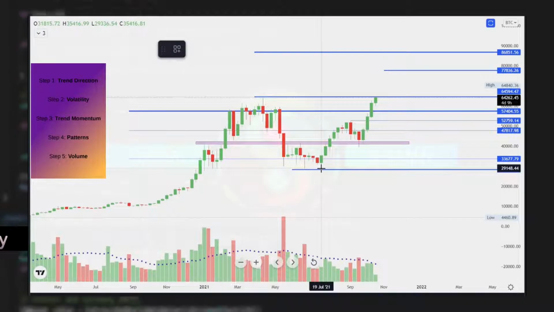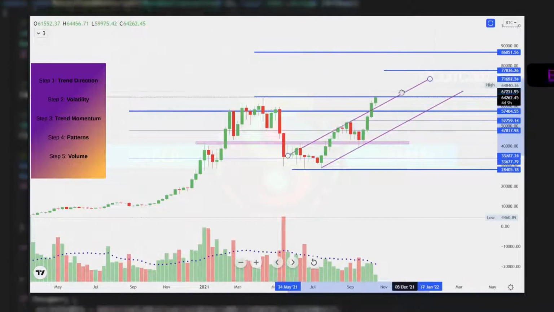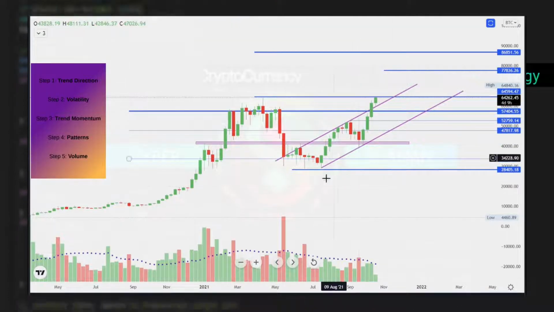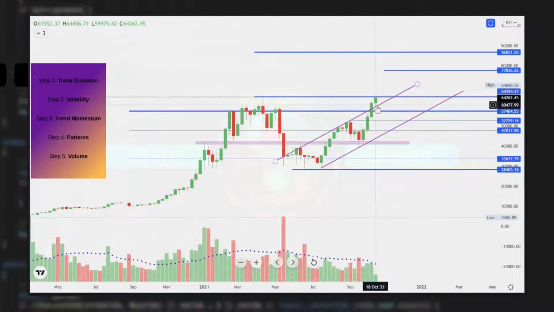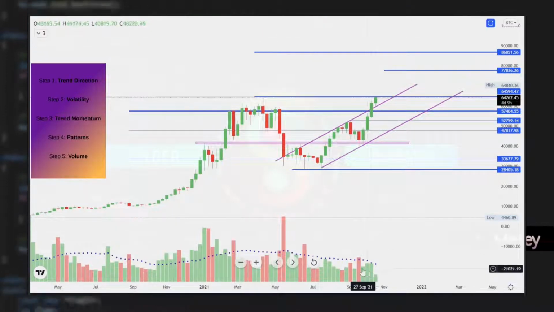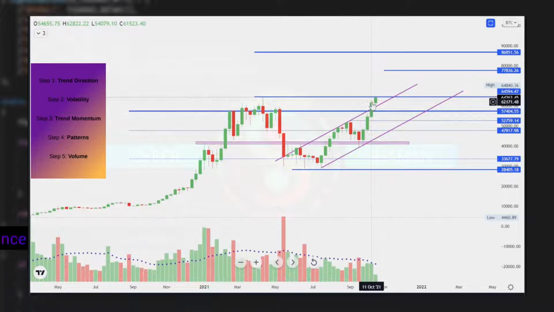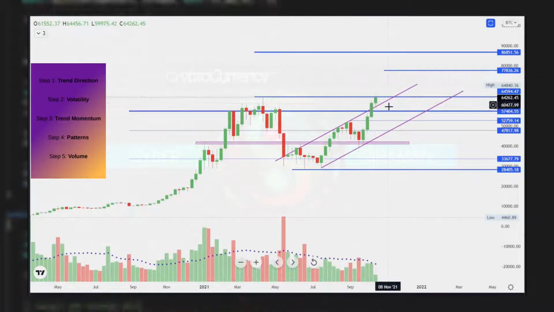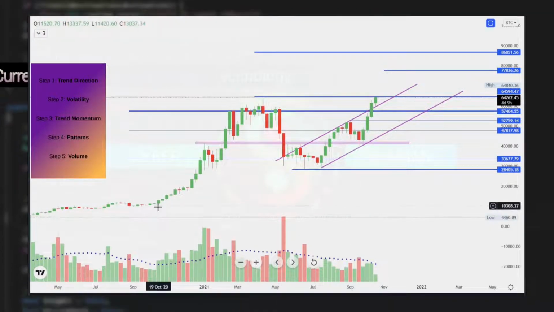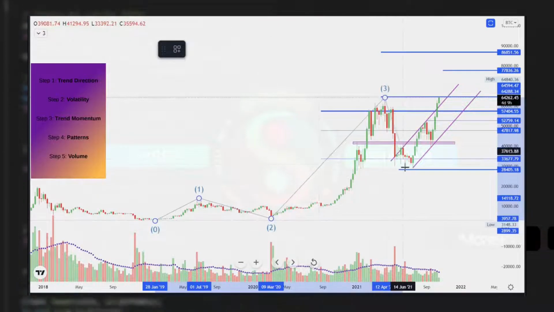Another interesting pattern that we may be able to see here is this channel. You can see we have broken through and tested this upper line. Volume doesn't confirm this move, but we are on the weekly time frames, so a close over that upper line can be used as confirmation. And Elliott waves looks the same.